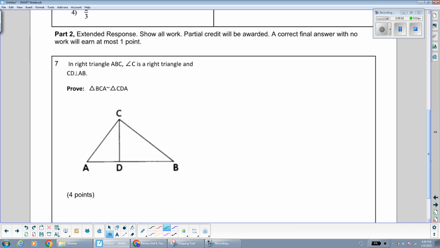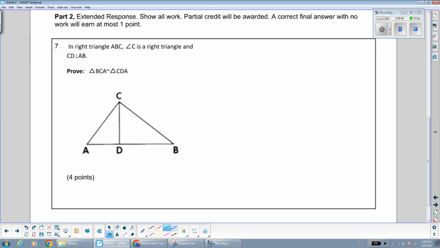Number 7, we asked you guys not to do, but if you were going to do this one, you are proving the big triangle BCA similar to the smaller triangle on the left. They share angle A, and angle ABC is a right triangle, and CD is perpendicular to AB, so this is a right angle as well. All right angles are congruent. Shared angle, that's AA.